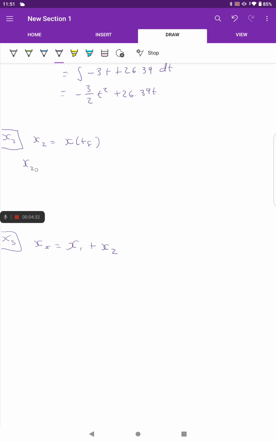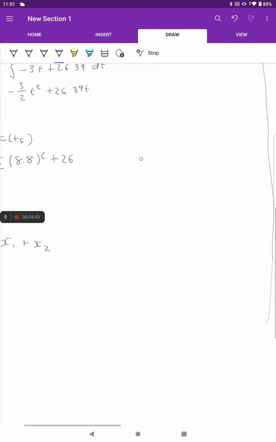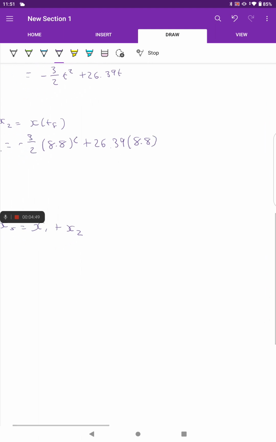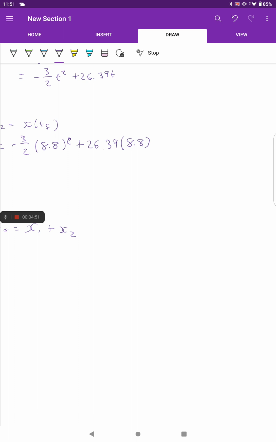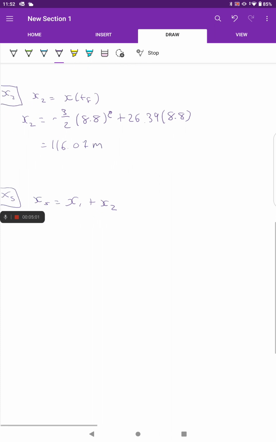So x2 is equal to negative 3 over 2 times 8.8 seconds squared plus 26.39 times 8.8. This is squared, and that simply gives us 116.07 meters.